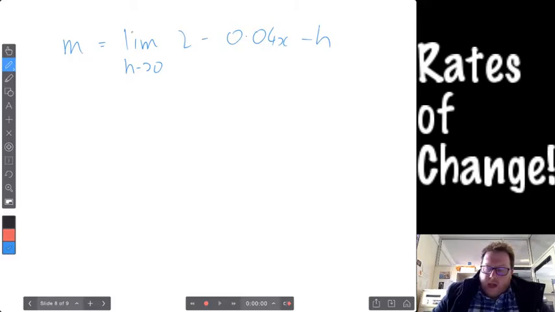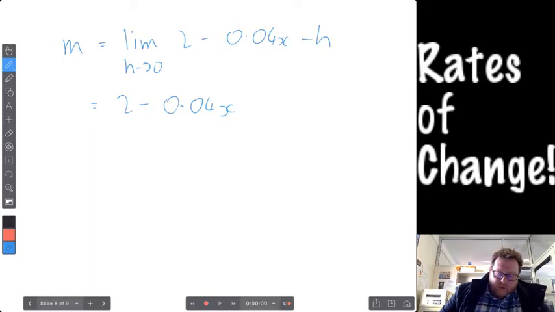As h approaches 0, this is the point where we actually use this limit. So as h approaches 0, what does this approach? Well, it approaches 0 as well. So what do we have? We have that equaling 2 minus 0.04x. And this is the gradient formula. This formula will tell us what the gradient is at any point on that graph.